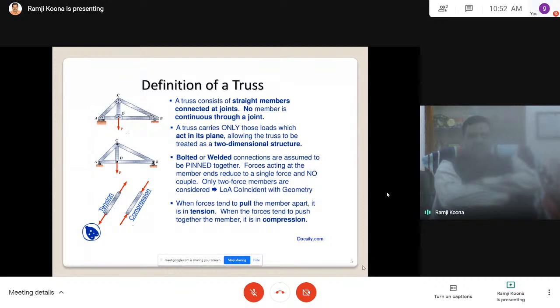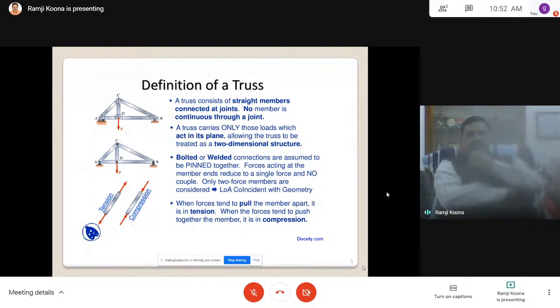If bolted or welded connections are used, they are assumed to be pinned together. Even if it is bolted or welded, the assumption is that it is a pin joint, even if it is rigid, because it should be a resisting member, it should not deform. That's the meaning. That is the main objective. That's why we are considering engineering mechanics problems. Otherwise, you can go to some other problem. It's a deformable body.